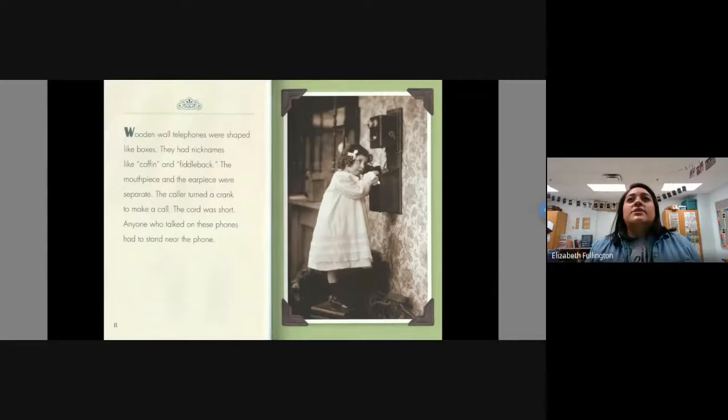So you see the little girl twisting the little crank, because back then they had people called operators, where they had thousands of cords and they would switch to different switches on the switchboards. So they would transfer the call that way. So it says here the mouthpiece and earpiece were separate. So the caller turned a crank to make a call. The cord was short. Anyone who talked on these phones had to stand near the phone. That would be kind of hard, wouldn't it, to stand for hours and hours instead of just taking it wherever you go? It's a little bit different.